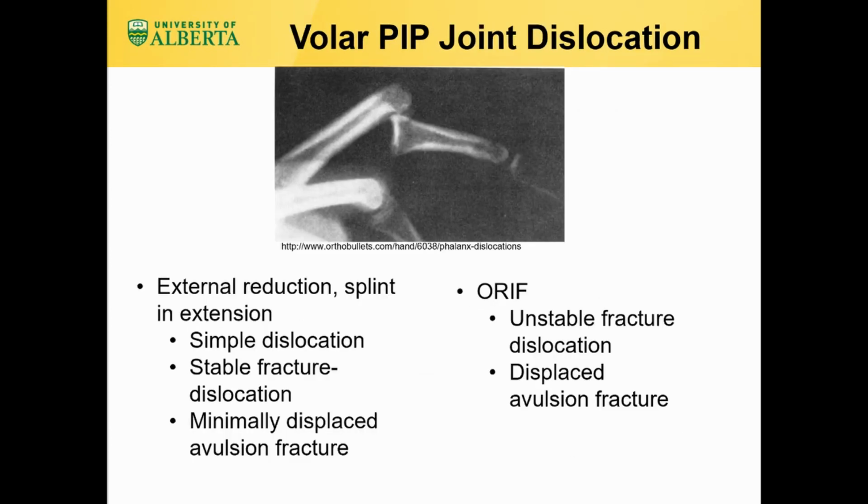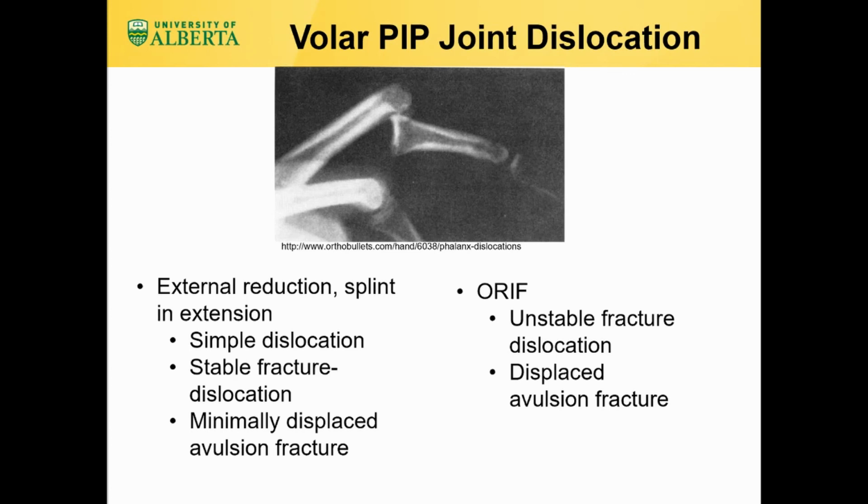Volar PIP dislocations are less common and often more severe than dorsal PIP dislocations. These injuries are the result of compression and rotation of the PIP joint in flexion and involve disruption of the central slip as well as injury to at least one collateral ligament.